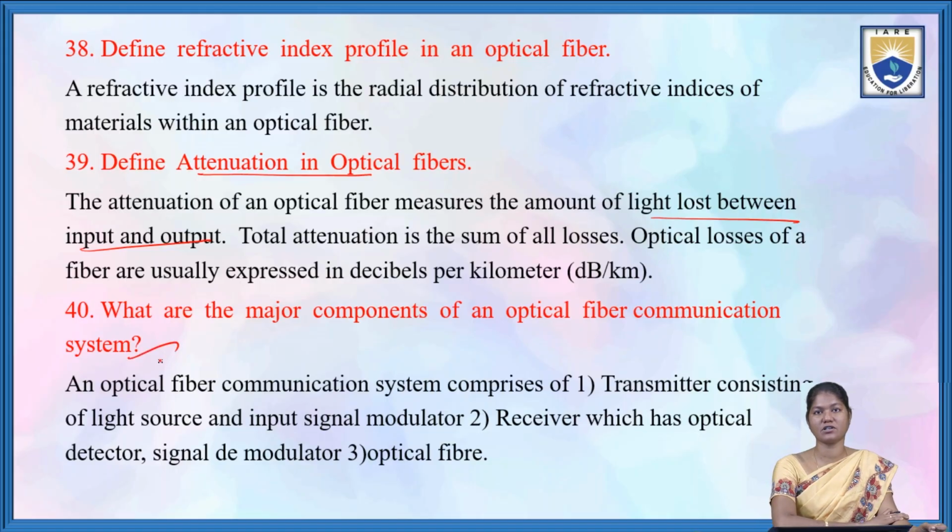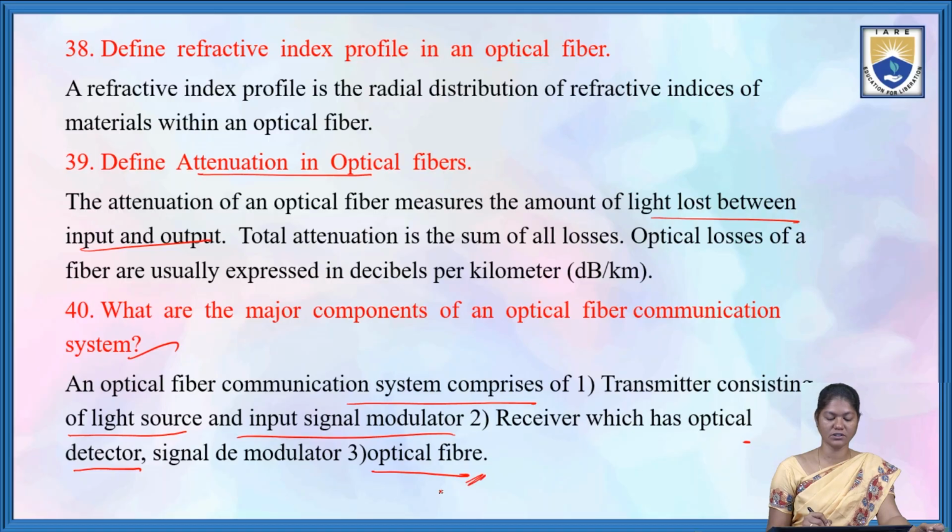What are the major components of an optical fiber communication system? An optical fiber communication system comprises a transmitter consisting of a light source and input signal modulator. Second, a receiver which has an optical detector and signal demodulator. Third is the optical fiber. These are the three major components of an optical fiber communication system.